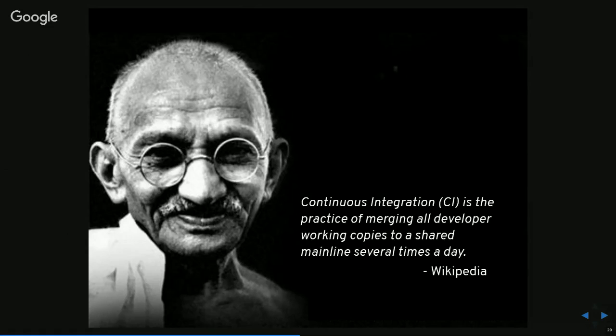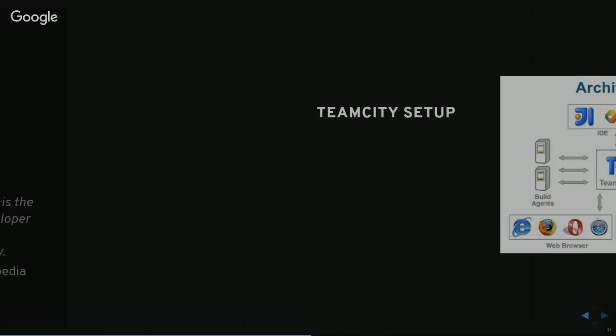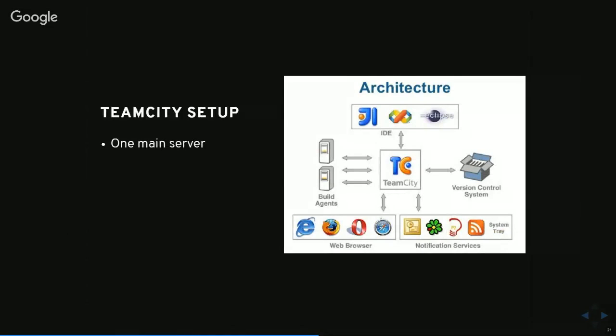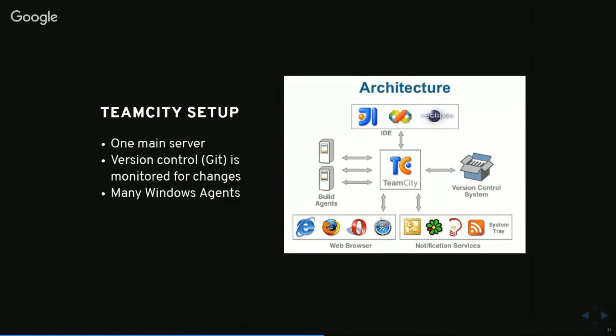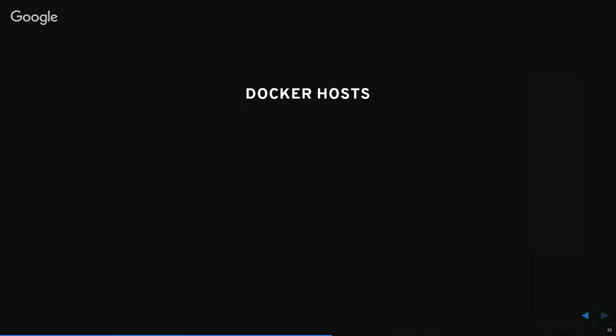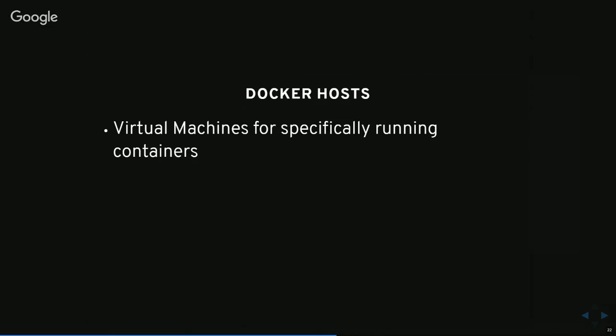Maybe, I don't know. So back to TeamCity, our setup is quite simple, I'd say. We've got one main server that monitors GitHub for changes. Once there are changes, there'll be many Windows and many Linux agents that check them out. Then they would run tests and then go on to do extra stuff that we asked them to. So our Docker hosts, we have many of those. Those are virtual machines themselves that are specifically there to run your Docker containers.